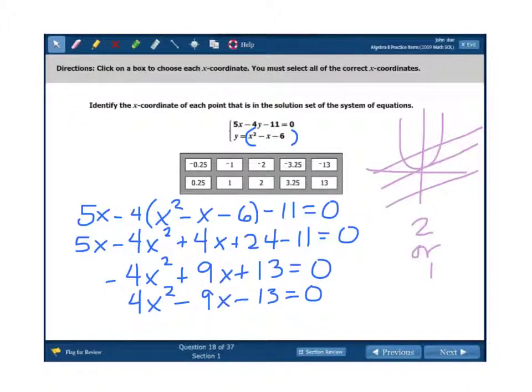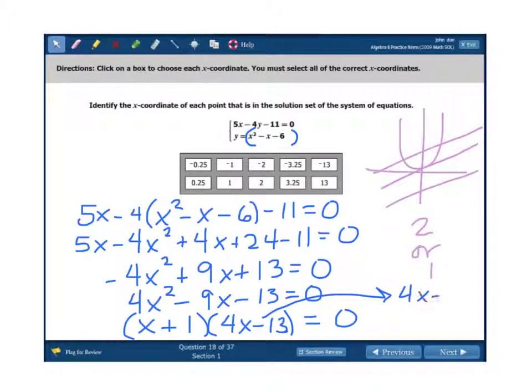You could at this point graph it and look at the table, or graph it and use your second calc intersect to find your zeros, or you can factor this, in which case it comes out to (x + 1)(4x - 13). Now I factored it on a separate sheet of paper, so no, I did not do that in my head. But I'm not going to review factoring at this point in the game. I think that's something you guys have pretty well down.